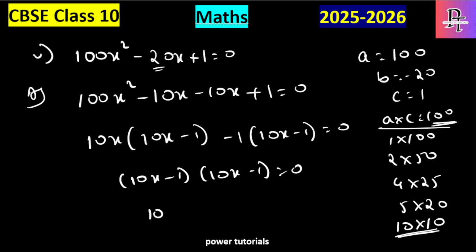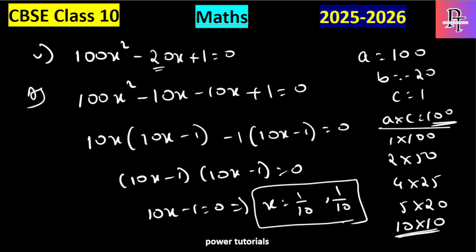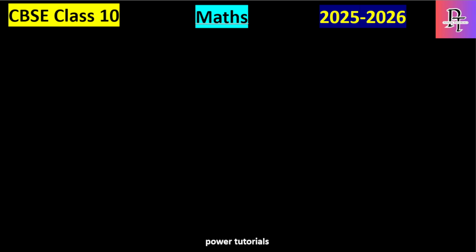Okay. So 10x minus 1 is equal to 0. If I write, I will get x value as 1 by 10. The same will be repeating here. So the final roots of this equation are x is equal to 1 by 10, comma, 1 by 10. Let's see the next one.